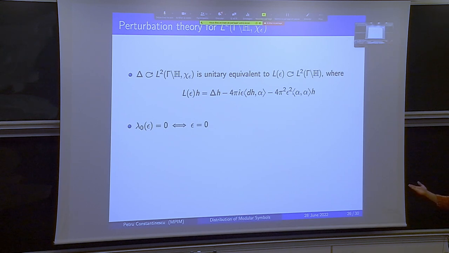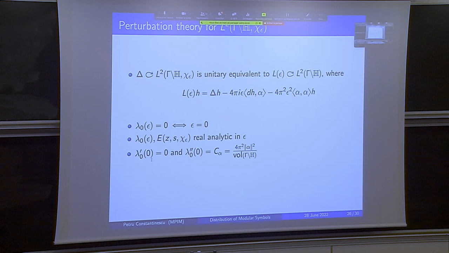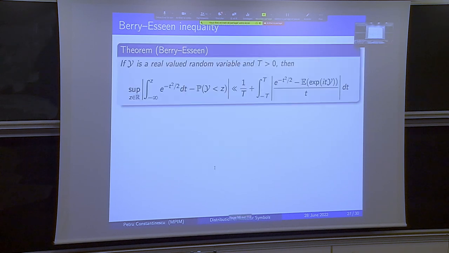Of course, we know that when you have the untwisted space, the first eigenfunction is the constant function, and the first eigenvalue is 0 if you have no twist, because otherwise the constant function won't be an eigenfunction. It's important that these things behave real analytically in epsilon, so we can talk about Taylor expansions and so on. The derivatives with respect to epsilon can be computed explicitly, and this is actually the main constant that comes into the normal distribution. So in particular, we have this behavior of the first eigenvalue and of the first pole of the Eisenstein series. We know how they behave in epsilon, which is crucial.